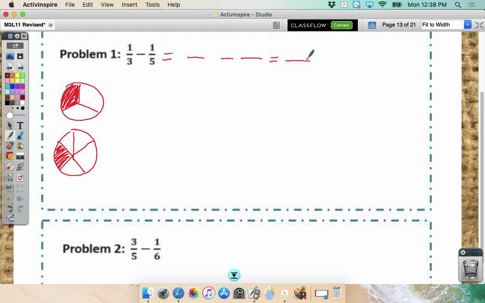So 3 times 5. And 1 times 5. 5. And 3 times 1. 3. And the answer, 8. That's what the other kids said. It's not 8. What is it?